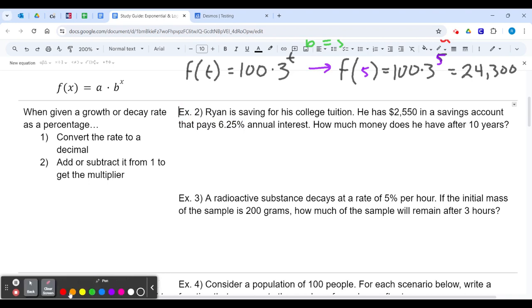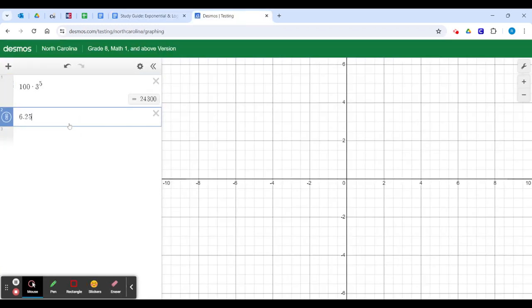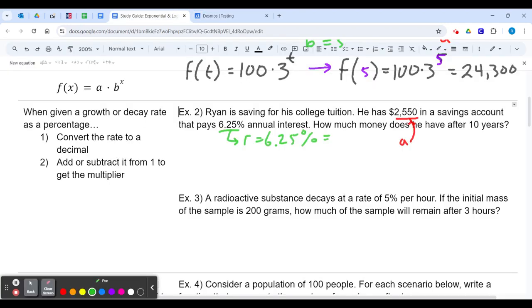Our initial amount should be pretty easy. It should be this 2550, so that's going to be my A. However, this rate here is given as a percentage. So I'm just going to do some work here. Our rate is 6.25%. If I want to find that in decimal form, I need to divide it by 100. So I'm going to go 6.25 divided by 100, 0.0625. It's going to be that decimal form.